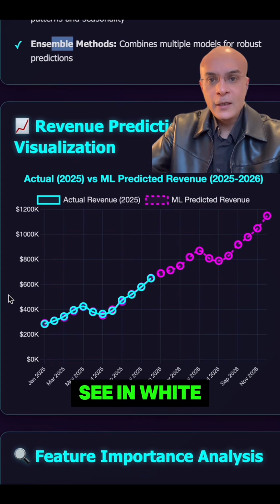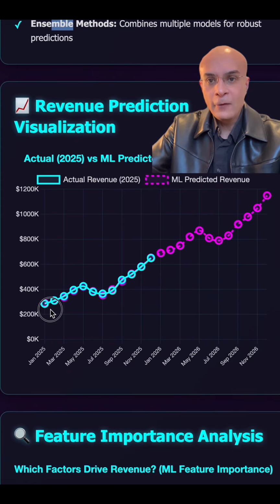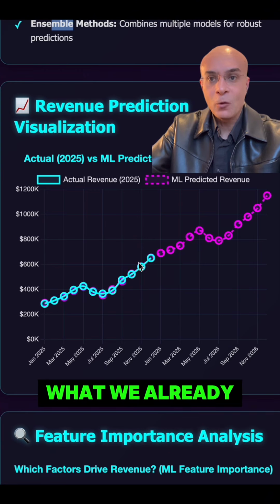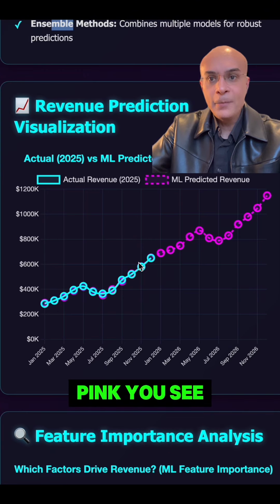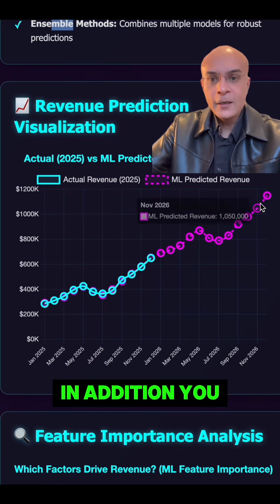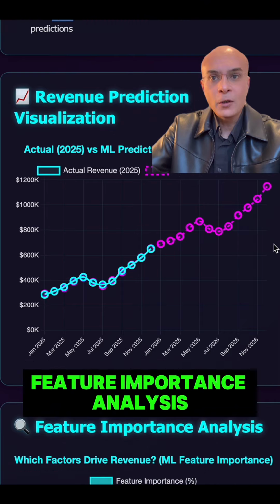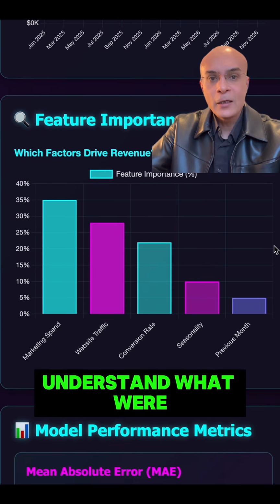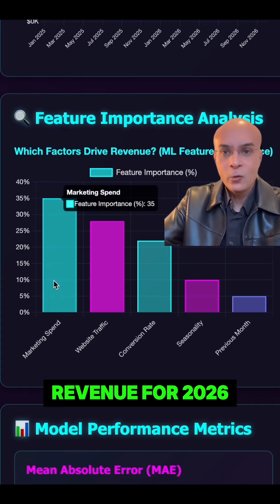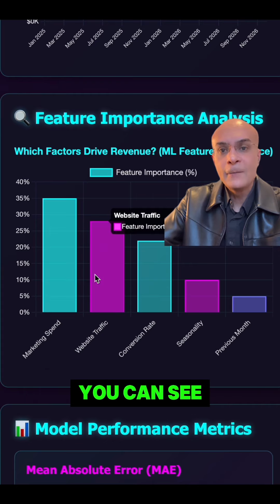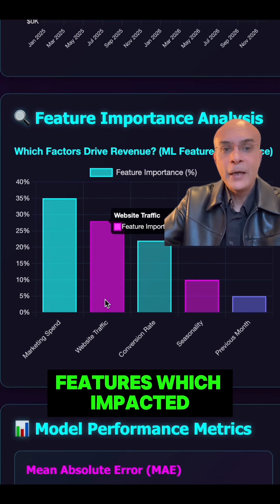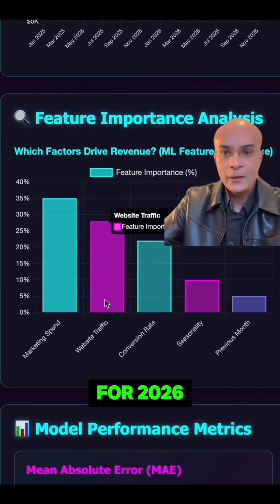So here you see in white the revenue for 2025 for the past year. This is based on actual data, which is based on the data we have already seen earlier. And then in pink, you see the predicted revenue for 2026. In addition, you also have this feature importance analysis, which helps you understand what were the important factors which impacted the revenue for 2026. So for example, here you can see that marketing spend and website traffic were the top features which impacted the predicted revenue for 2026.